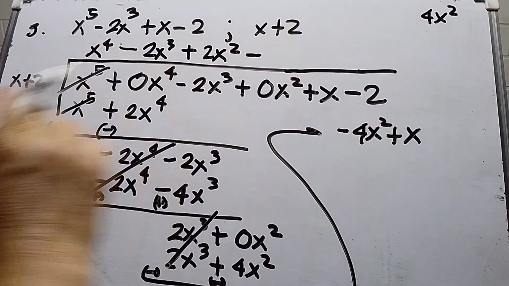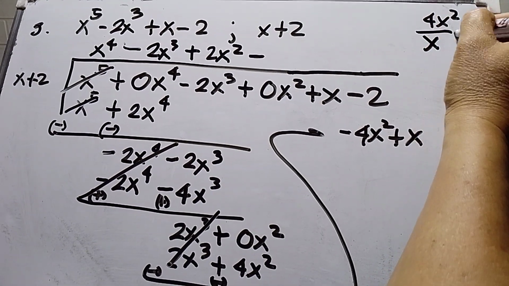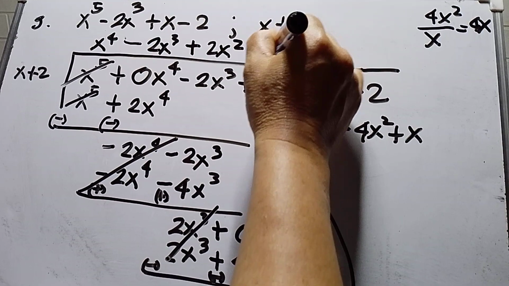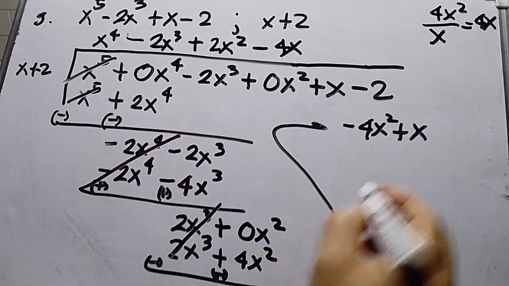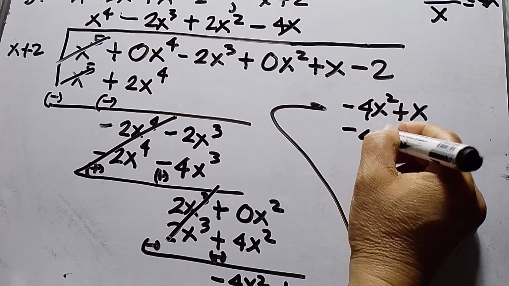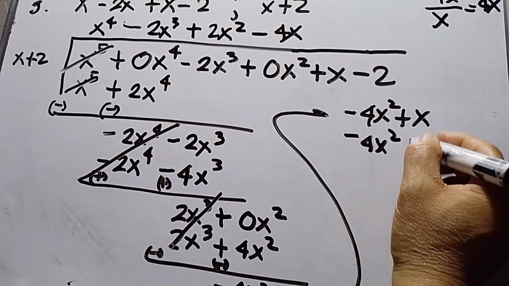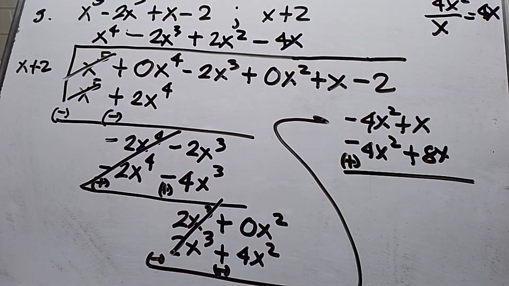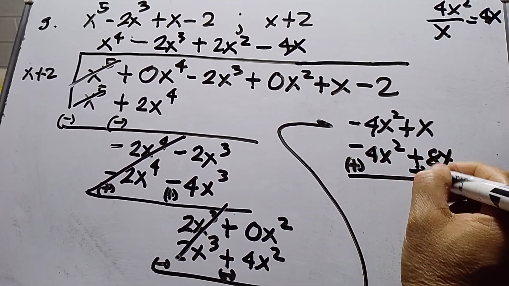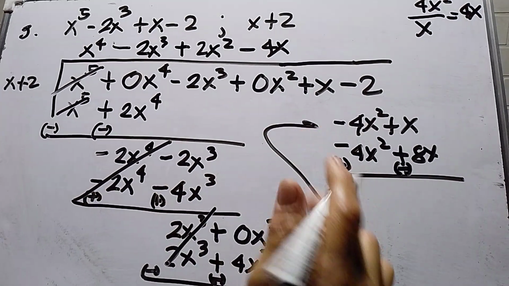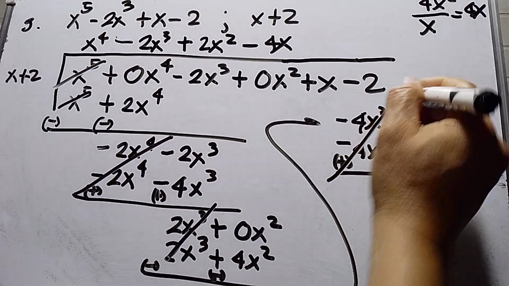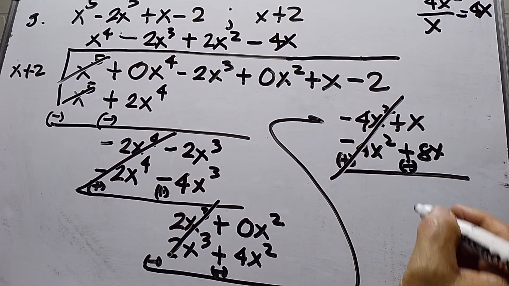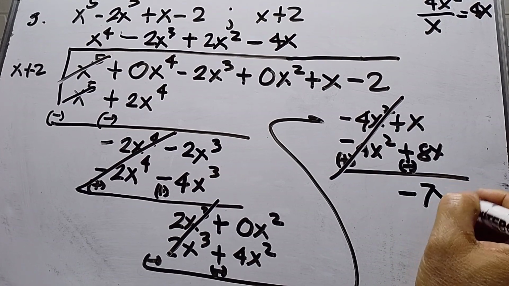So 4x squared divided by x will be 4x. And then multiply, so this will be negative 4x squared, and then plus 8x. Again, I need to change the sign of the product. So this will be positive, and this one is negative. Negative 4x squared plus 4x squared will be crossed out. This is negative 8x plus x, that will be minus 7x.